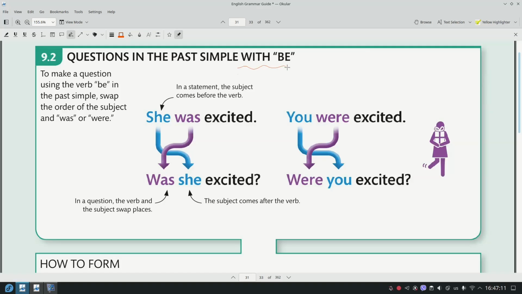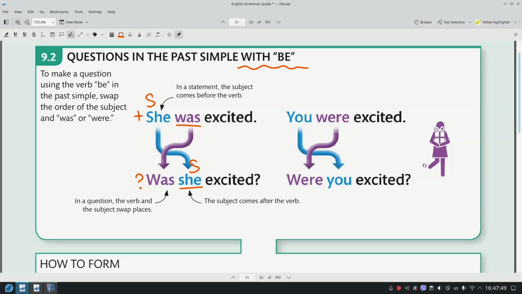Questions in the past simple with be. We have two sentences, positive and question sentence. She was excited. We have subject, then we have our verb, but in the past form, was. But if you want to make your sentence a question sentence, you just change the places for to be verb and your subject. So was takes the first place and she, your subject, takes the second place.